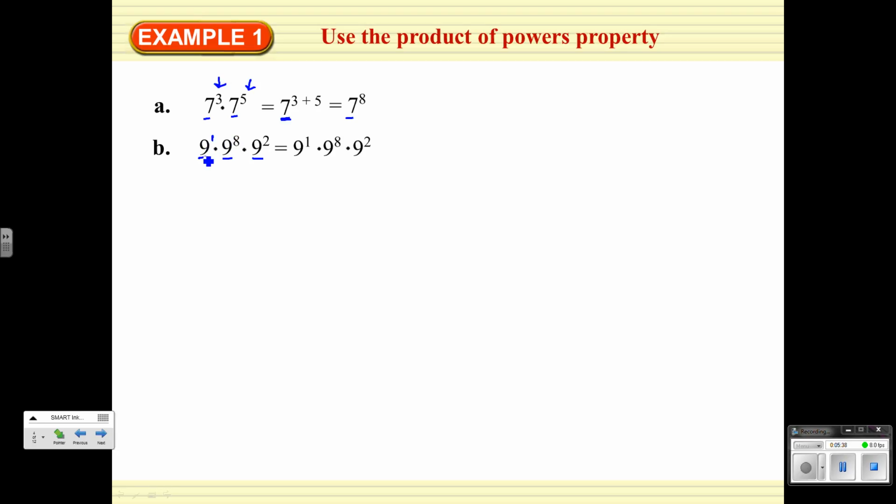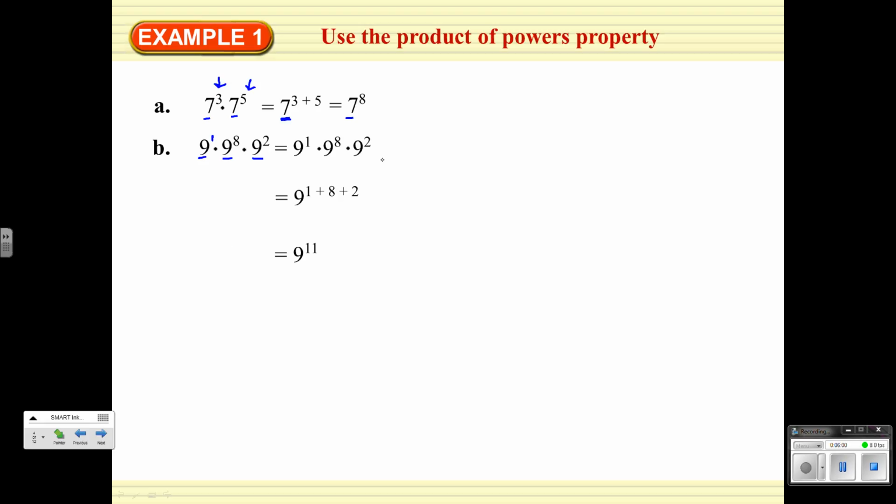In other words, there's 1 9 being multiplied. Here, there are 8 9s being multiplied. And here, there are 2 9s being multiplied, for a total of 11 9s. So again, my base stays the same, and I just add my exponents. So 9 to the 11th power, because there are 11 total 9s.